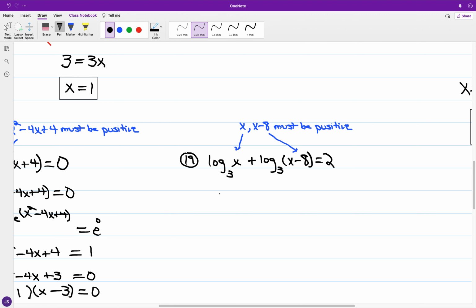So for what we have here, we have the attachments at x and x minus 8. If I consolidate by multiplying the attachments, we have the base 3 logarithm of x times the quantity of x minus 8 is equal to 2, and I can go ahead and multiply the attachments. So you have x times the quantity of x minus 8, and this will become x squared minus 8x.